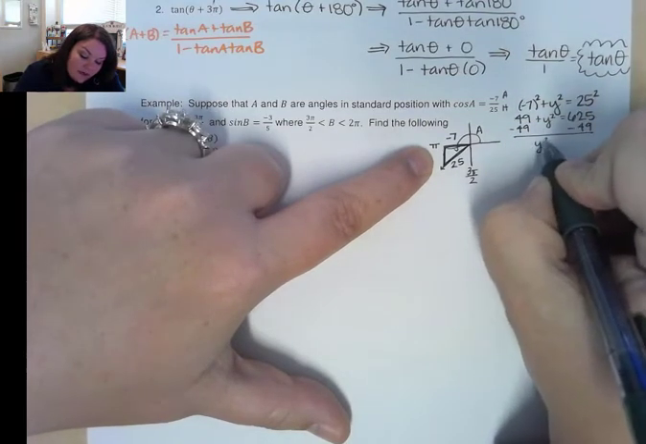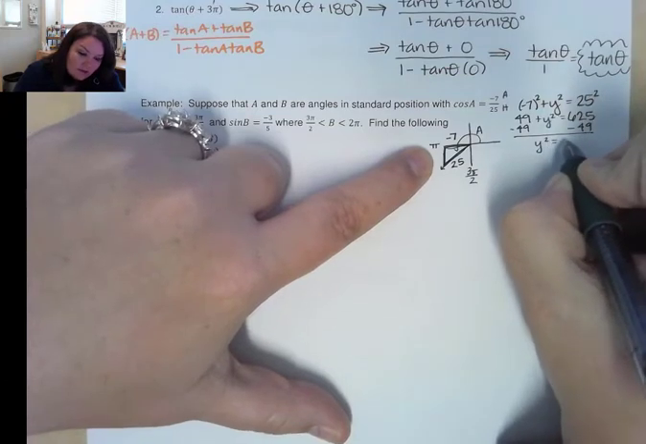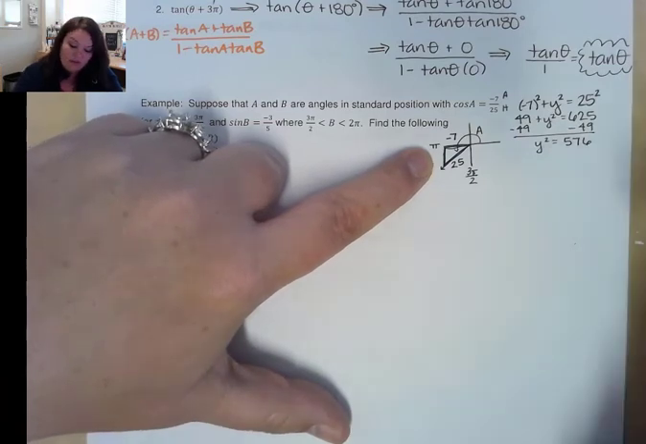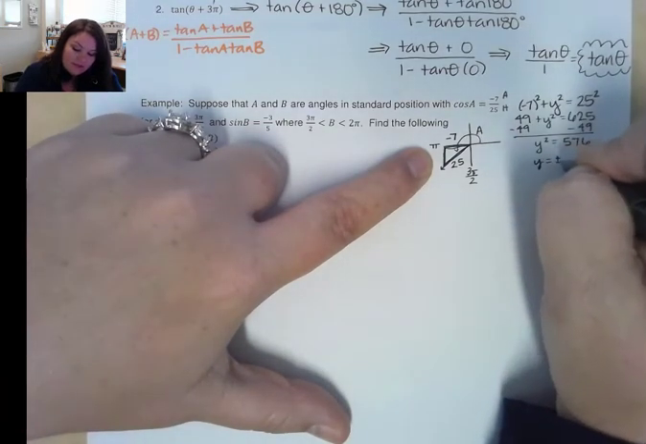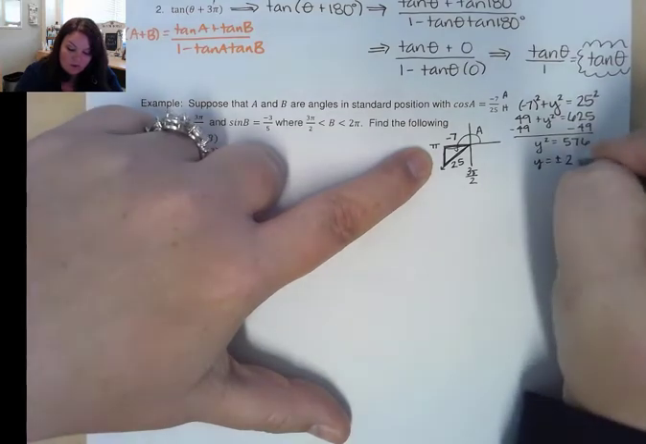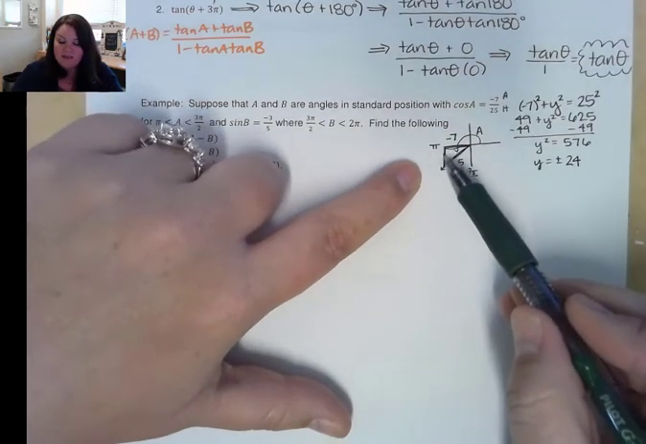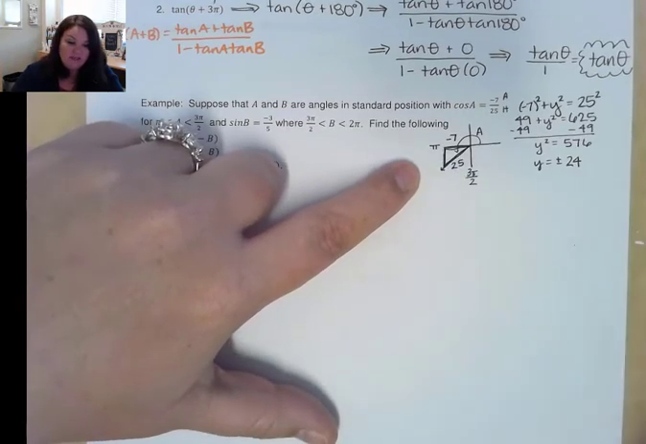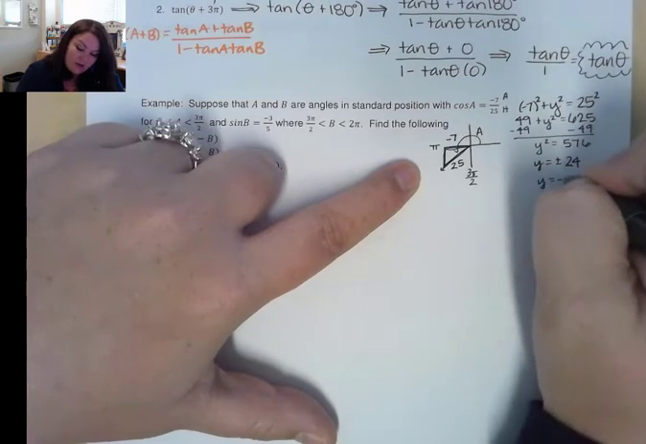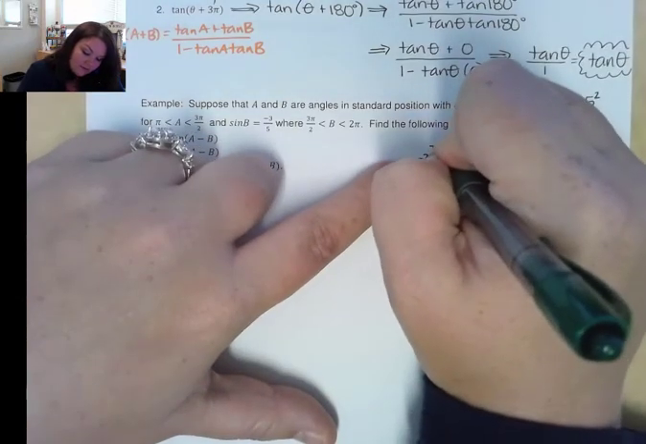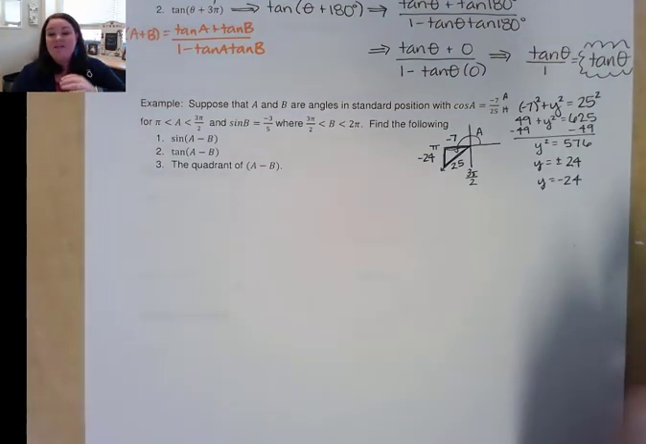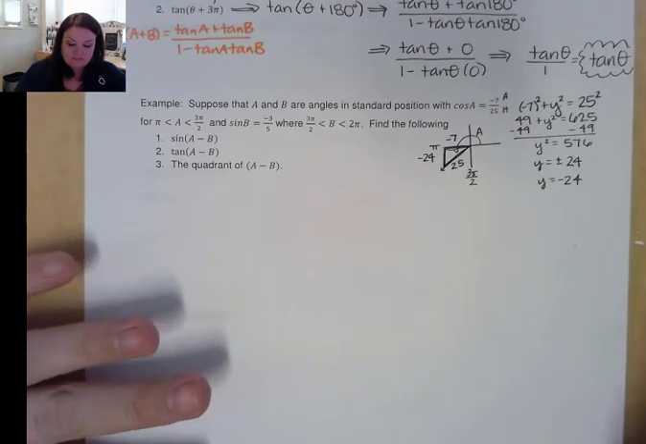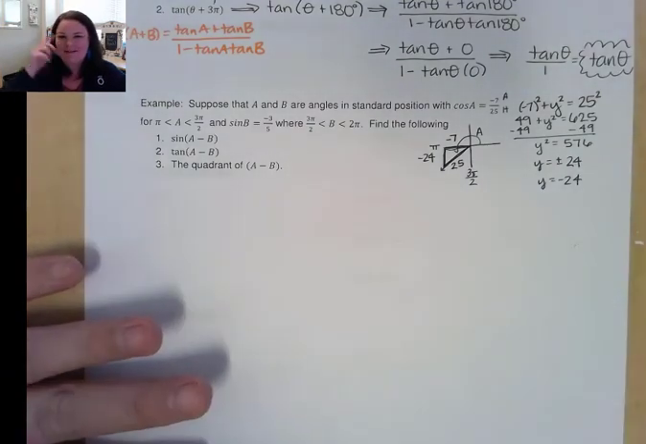So I get y squared is equal to 576. And then I need to take the square root. Now when I take the square root, I'm going to get plus or minus 24. So looking at my y value, because it's over here in quadrant 3 and it's below the x-axis, we're going to use the -1. Okay? So y equals -24. Okay, so now I have everything I need to know about my angle A. So there's that piece.